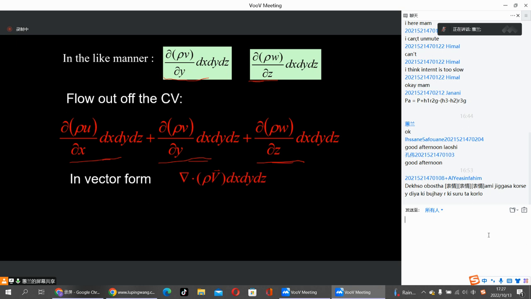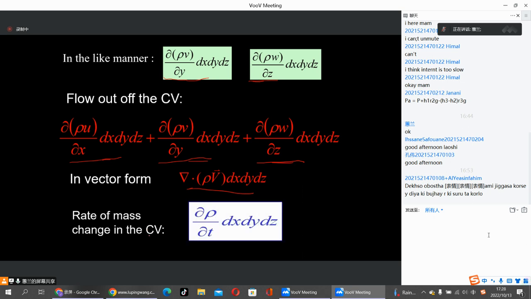So sure, you can write it down in vector form. If you're not good at this, you can forget it. You see, some just go in, some go out. Maybe there is also mass change inside the CV. If there is a source, we know the fluid inside the control volume will also be different, right? The mass will also change.